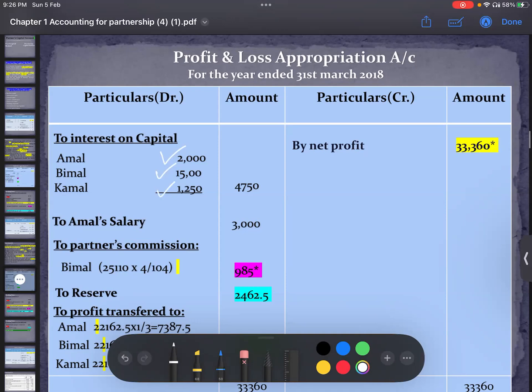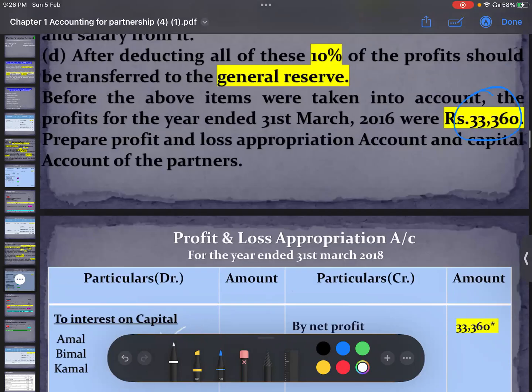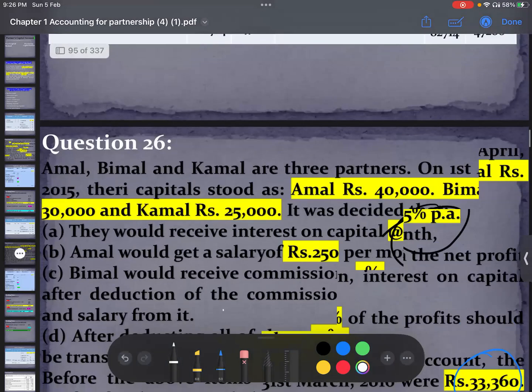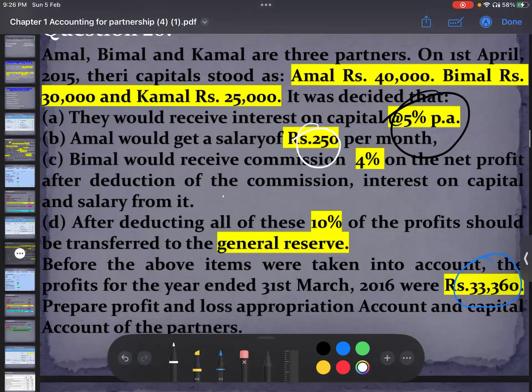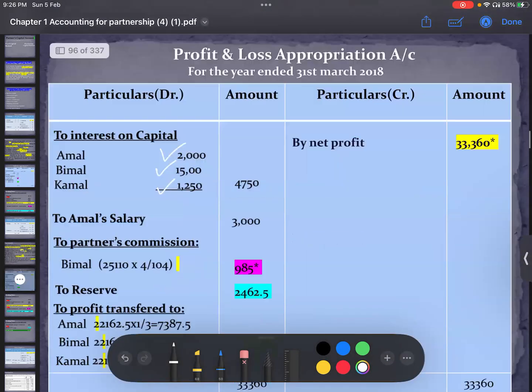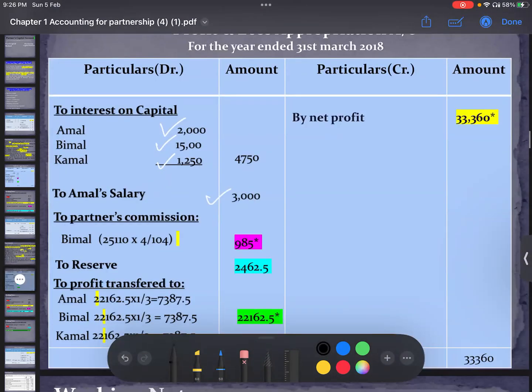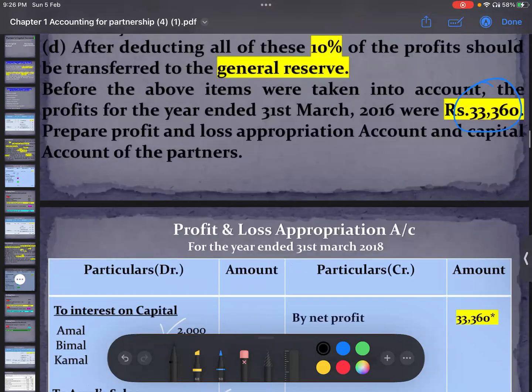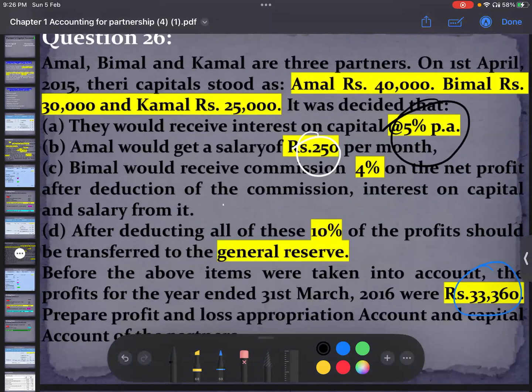Apart from this, the question further says that Amal will be getting a salary of 250 per month. So 250 into 12, the total salary for the entire year will be 3000. Got it? After that, it says Bimal would receive a commission of 4% on the net profit after deduction of the commission, interest on capital and salary from it.